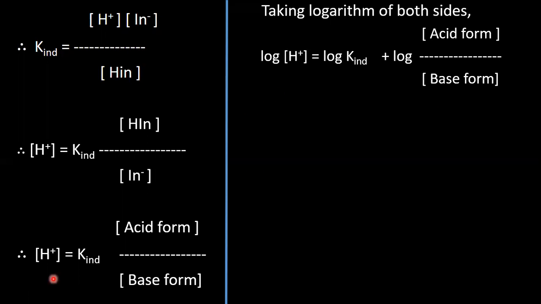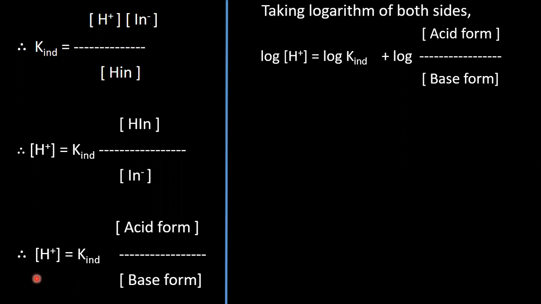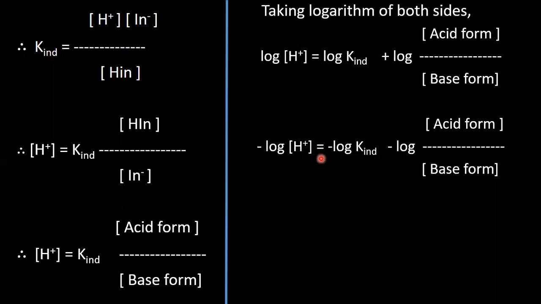ओके, डाव्या साईडचा लॉगॅरिथम आणि उजव्या साईडचा लॉग मी घेतला आणि लॉगचं काय केलं मी ते सिम्प्लिफाय केलं. Log of A into B is equal to log A plus log B. So log of H plus ion concentration is equal to log of apparent indicator constant plus log of the concentration of acid form of the indicator upon the concentration of base form of the indicator. आता मी काय करतो, मायनस साइन नी दोन्ही बाजूला मल्टिप्लाय करतो. तर मला काय मिळेल, therefore minus log of H plus is equal to minus log of apparent indicator constant minus log of acid form upon base form.